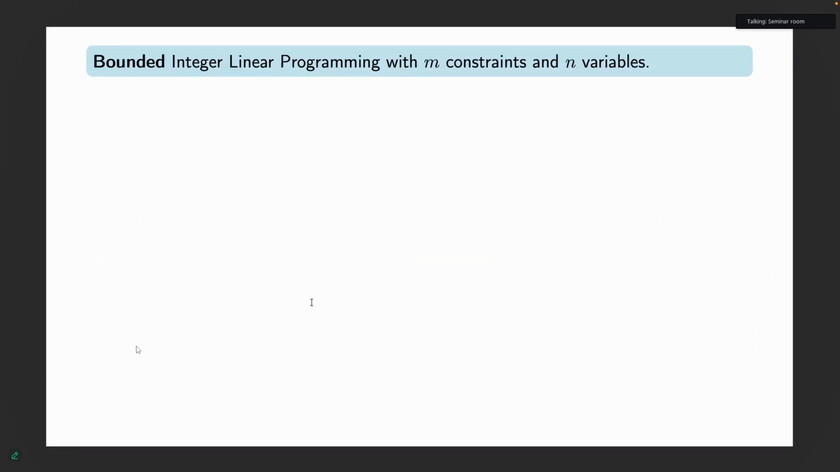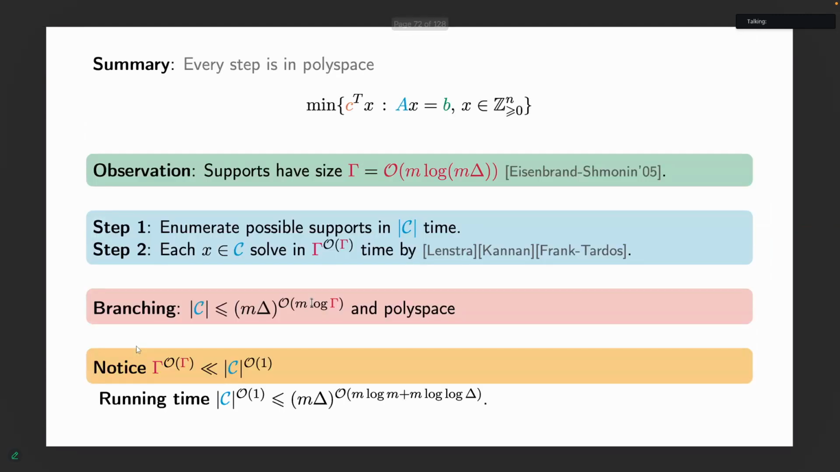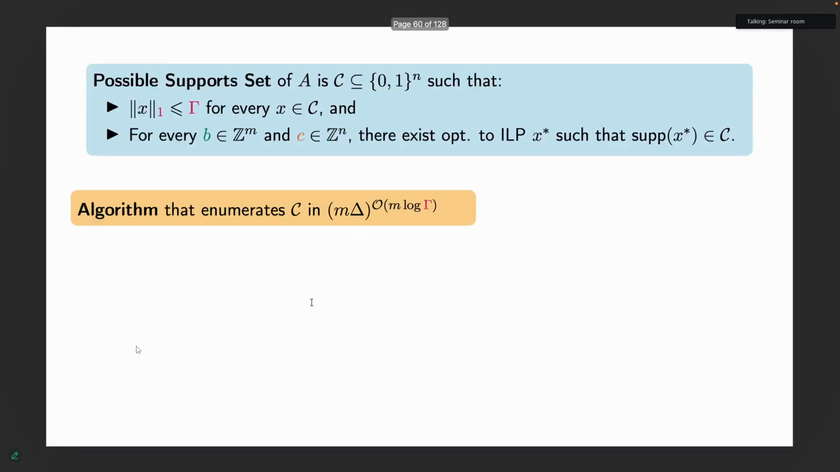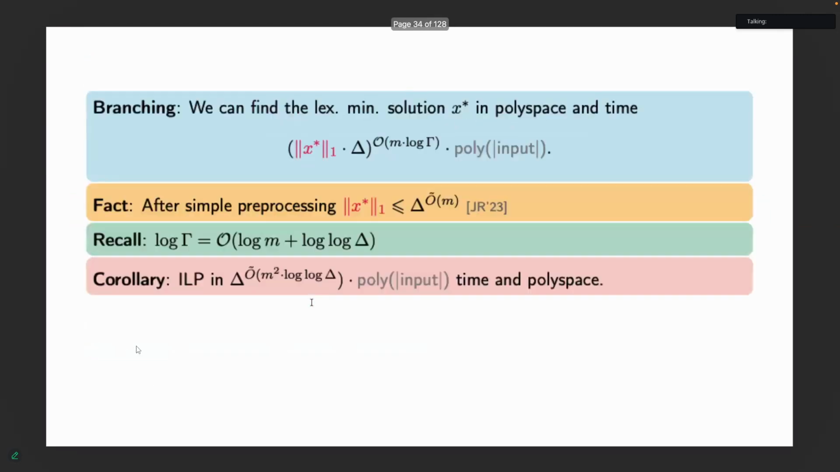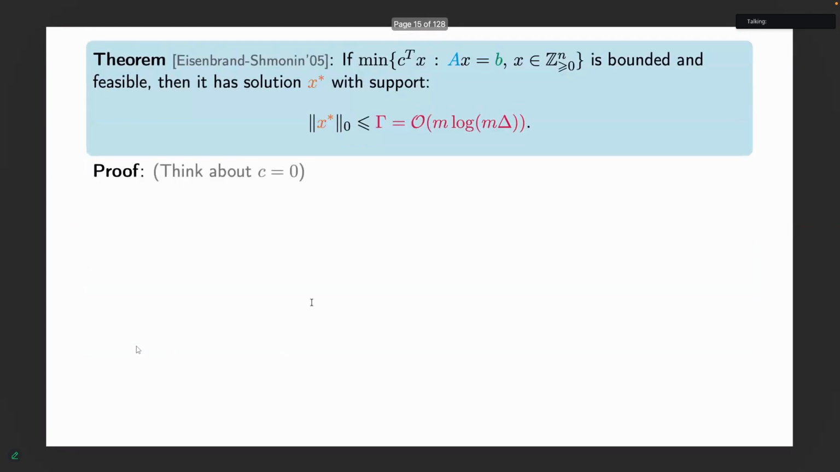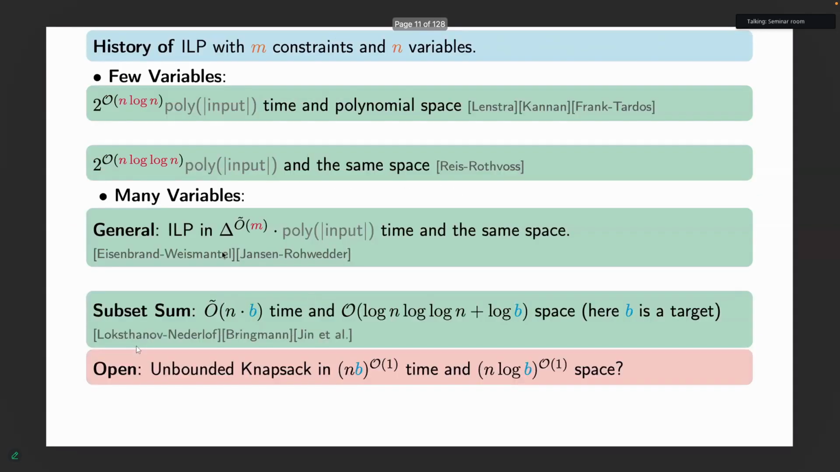Okay, Karol, so you prove the dependency on delta. What is the barrier here? Yes, I will talk about it in the summary. Are there any lower bounds? Yes, this is ETH tight, and so you cannot have delta to the little o of m.